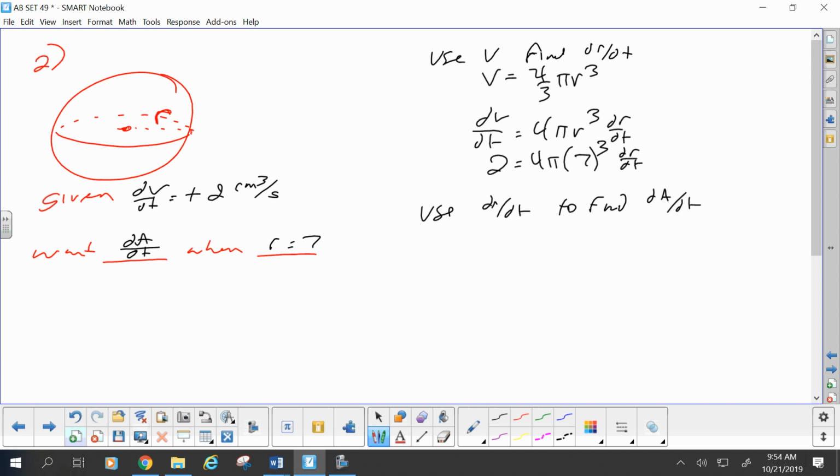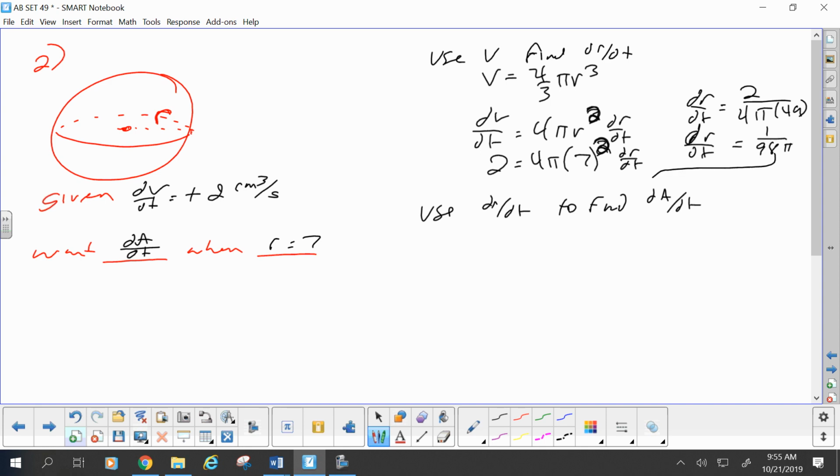That's 4π r squared, right? Okay, so dr/dt is 2 over 4π times 49, or 1 over 98π. Are we cool?